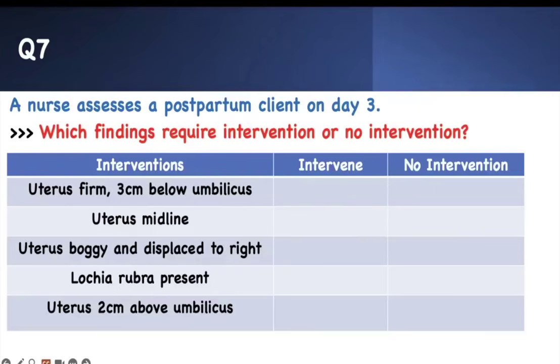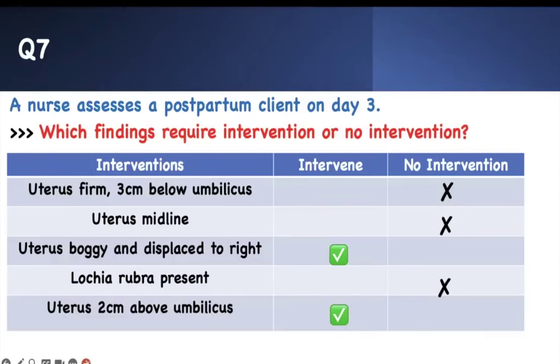If you're going down 3 centimeters below the umbilicus and it's after 3 days, you are good. I don't need intervention. If the uterus is in the middle, I don't need intervention. But if you're boggy and displaced, I've got to do something about you. Otherwise, we're going to bleed. Lochia rubra is going to be present for 3 to 4 days. That's okay. I don't need to do anything. And if you're above the umbilicus, we've got to intervene.